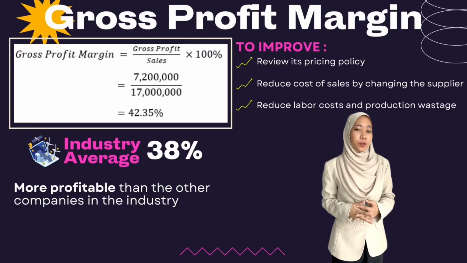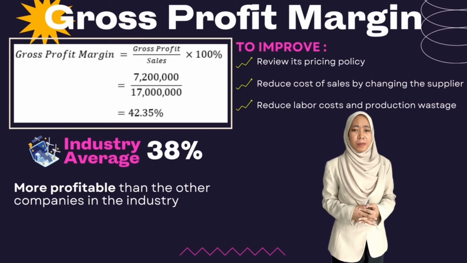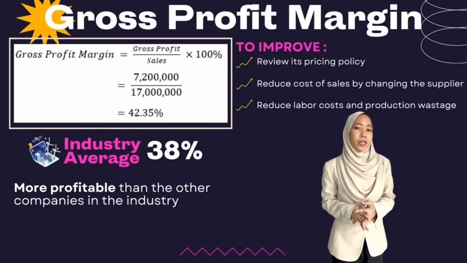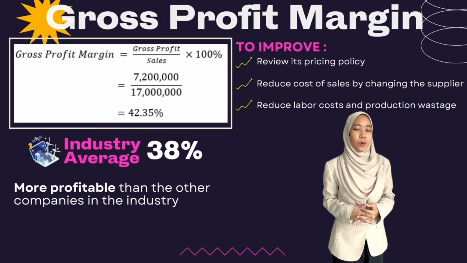Hikmat Bakti Berhad gross profit margin ratio of 42.35% is higher than the industry average of 38%. This indicates that Hikmat Bakti Berhad is more profitable than the other companies in the industry. To improve, a company may need to review its pricing policy, reduce cost of sale by changing the supplier, and lastly, to reduce labor cost and production wastage.